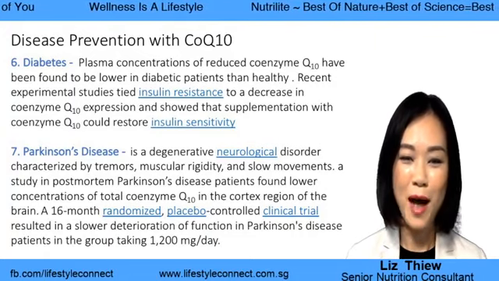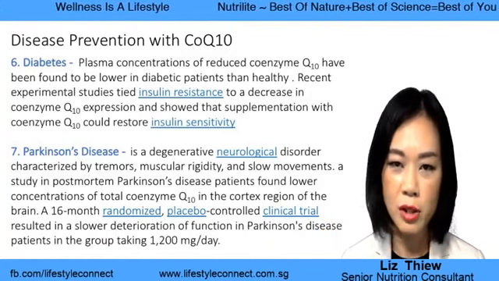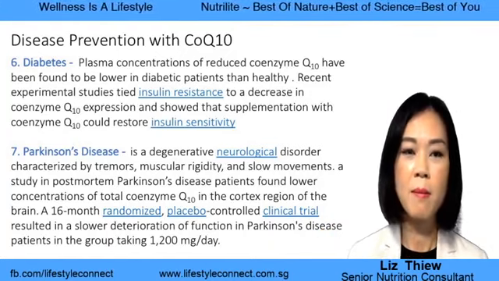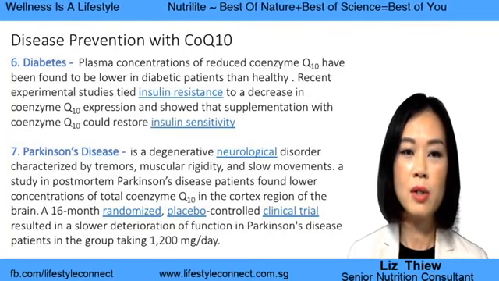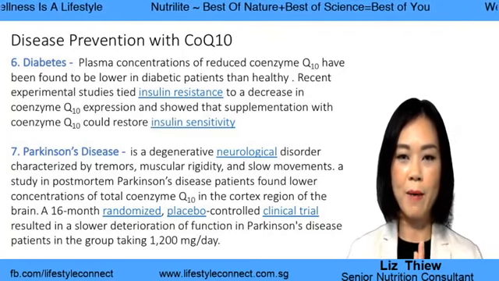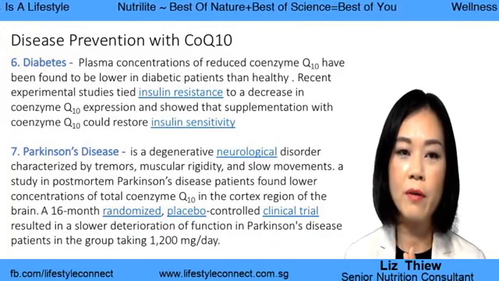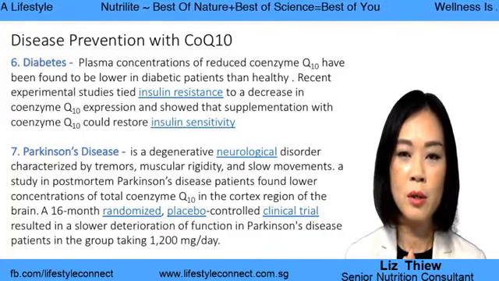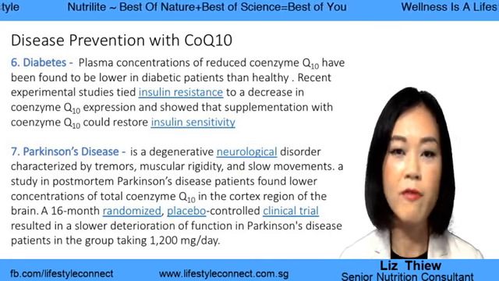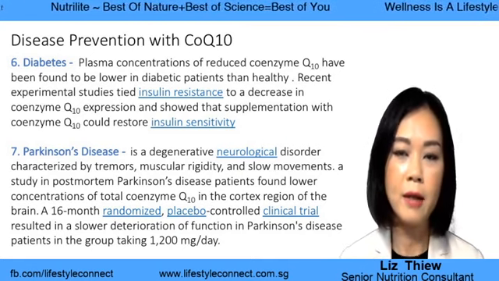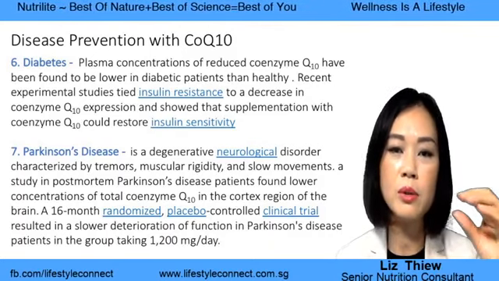And number seven is Parkinson's disease. Parkinson's disease is a degenerative neurological disorder characterized by tremors, muscular rigidity, and slow movements. It's all about the muscles. So they did some post-mortem on people with Parkinson's, and they found that these people have very low coenzyme Q10 in their body. They suspect that especially in the brain it is very low, so the low concentration of coenzyme Q10 has something to do with Parkinson's disease.